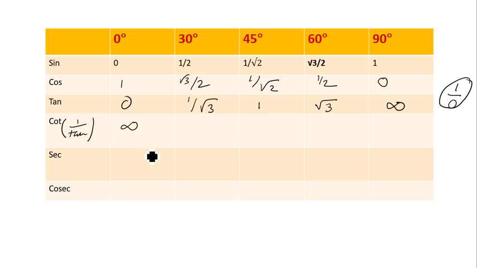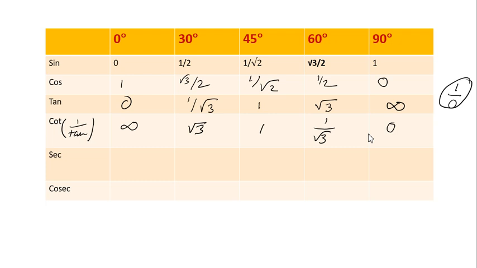Correct? Very good. Now see, what will be your cot 30? Cot 30 will be 1 by tan 30. So it will be root 3. What will be your cot 45? 1 by tan 45, which is 1. What will be your cot 60? It is 1 by tan 60, which is 1 by root 3. And finally, what is your cot 90? It will be 1 upon tan 90. So it will be 0.